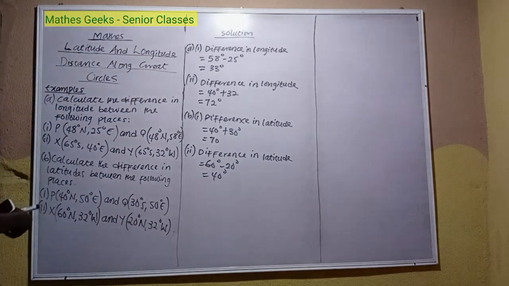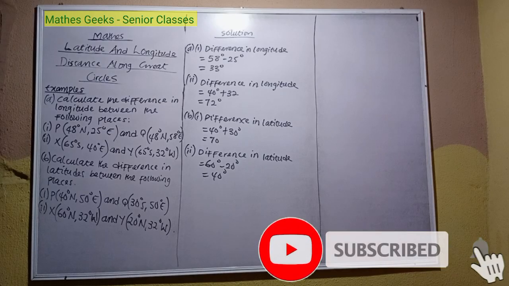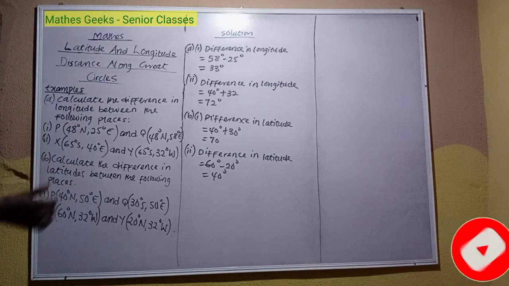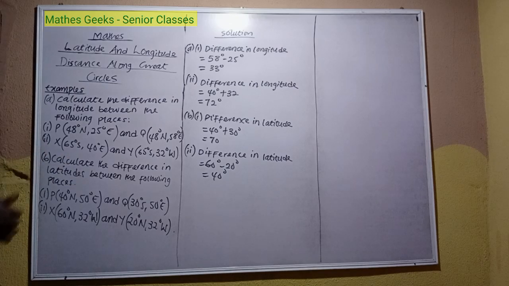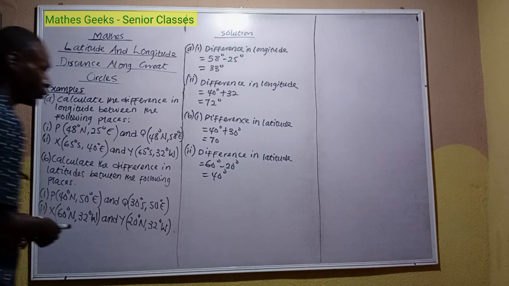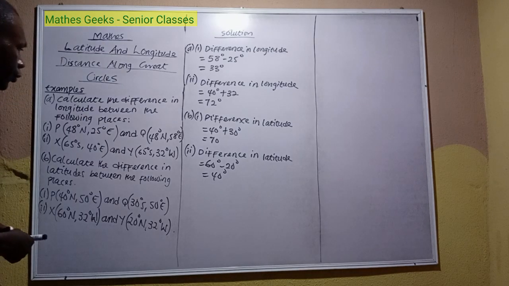So basically, whether latitude or longitude, if they are on different sides of the globe or different hemispheres, whether north, south, or east, west, you add to get the difference in longitude or latitude. But if they're on the same side, that is north, north, or south, south, or east, east, or west, west, you subtract the smaller longitude or latitude from the larger longitude or latitude in either case. So that's all.